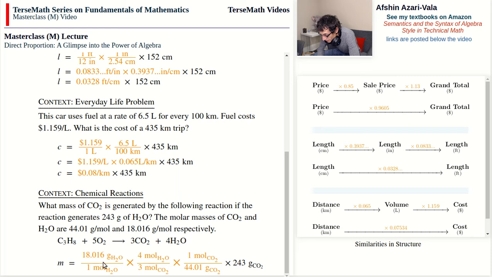And that means that we go from, there is not just one node in between, but there are 2 nodes in between. And what we do is we go from grams of CO2 to moles of CO2.